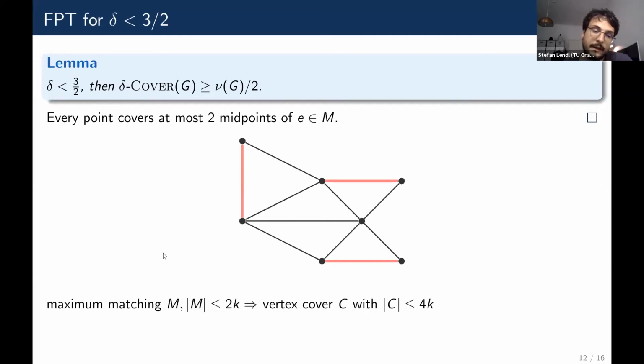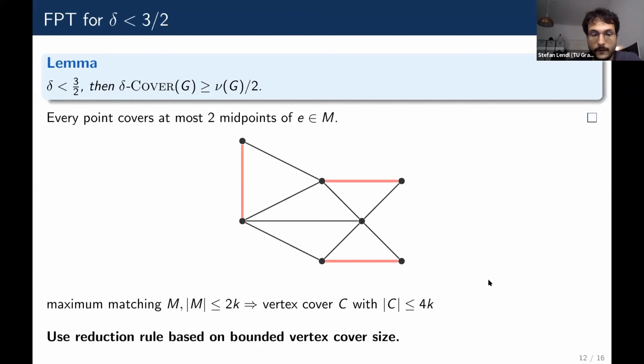What do we get from that? We get from that for maximum matching M and K our parameter, it must hold that the cardinality of M is less or equal than 2K. And since every matching gives us a vertex cover of twice the size, we also have now that under this assumption, the vertex cover number is bounded by the parameter. So we are now in the regime of bounded vertex cover. And we can now use techniques for fixed parameter tractable algorithms when the vertex cover number is bounded, and obtain a reduction rule based on that.